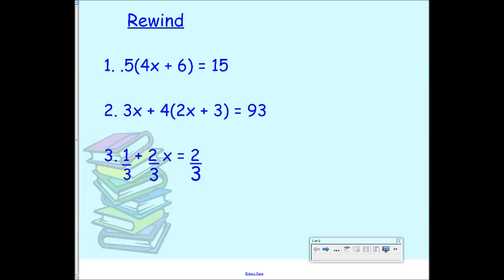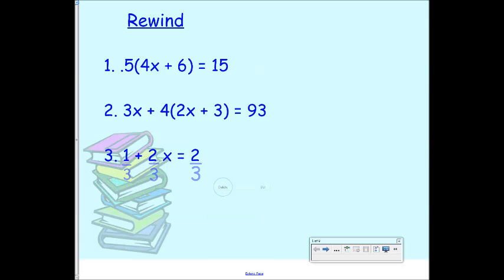Okay, let's take a look at one of these rewind questions all together. Which one do you want to do? Pick one. 1, 2, 3. Two because it looks longest? Okay, let's do 2 because it looks like it might be the hardest. So let's take a look at number 2. I'm glad you guys didn't say 3 looks that hard. It just has fractions. Doesn't make it hard.